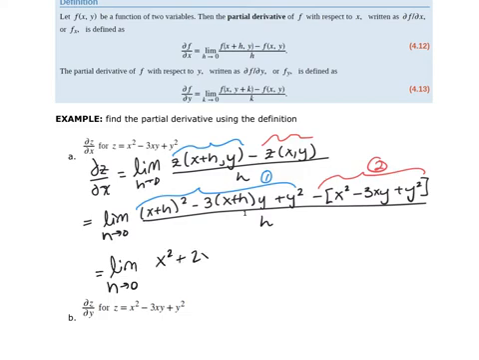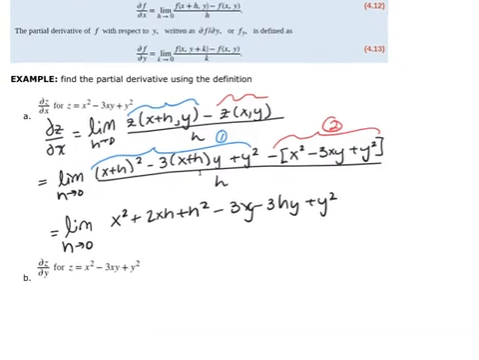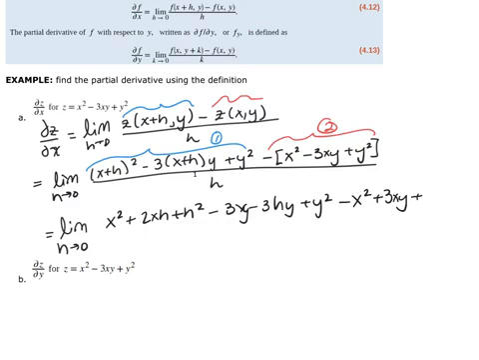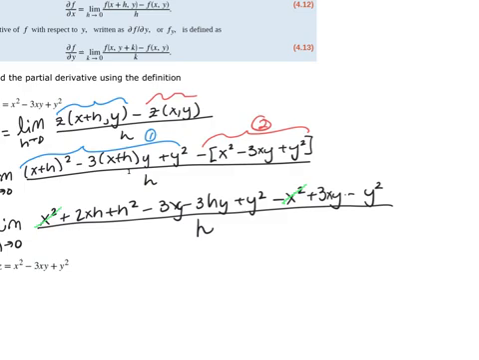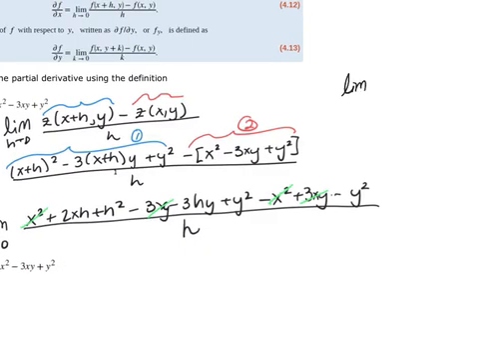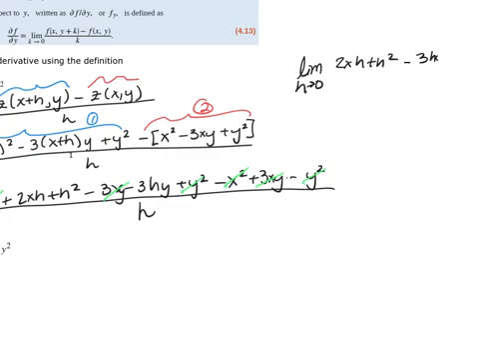So I have x squared plus 2xh plus h squared minus 3x minus 3h multiplied by y's, don't forget those y's, plus y squared, minus x squared plus 3xy minus y squared, excuse me, I'm doing it too, all over h. My x squareds cancel themselves out. Let me see what else cancels out. Do I have a 3xy? Yep, these cancel out. Now what I'm left with is the limit as h goes to 0. Also, these cancel themselves out. And then what I'm left with is the limit as h goes to 0 of 2xh plus h squared, not much else, minus 3hy, all over h.